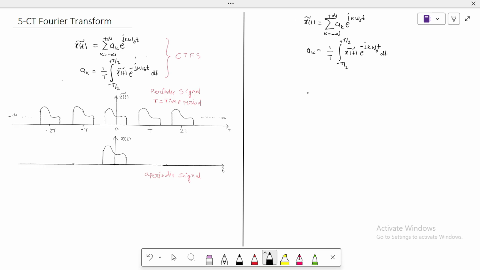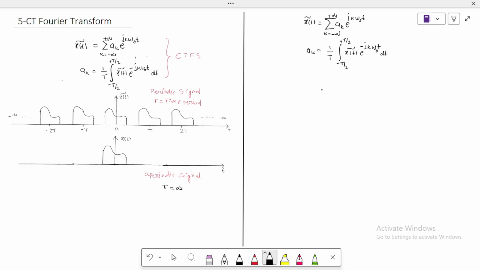So we are taking the x of t. This is the x of t signal. We are going to find this x of t. We are assuming this is also periodic, with the time period equal to infinity. The time period T equal to infinity.